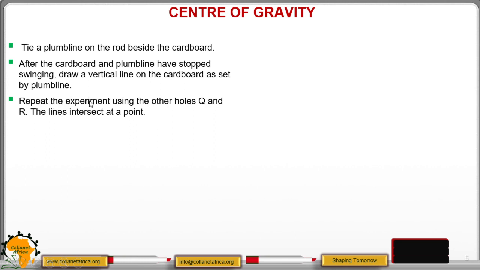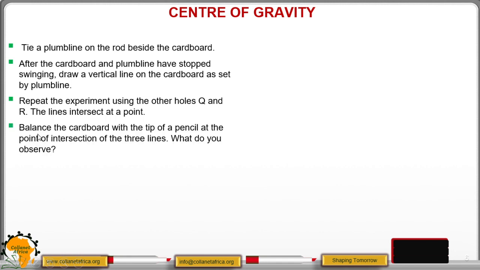Then you repeat the experiment using the other holes, that is Q and R. Then you draw the lines, and you need to know where the 3 lines will meet. At the point of intersection of the 3 lines, try to balance the cardboard with the tip of a pencil. Then you note the observation.